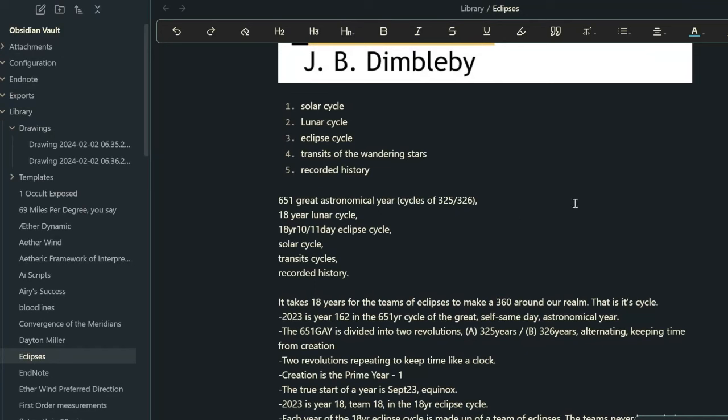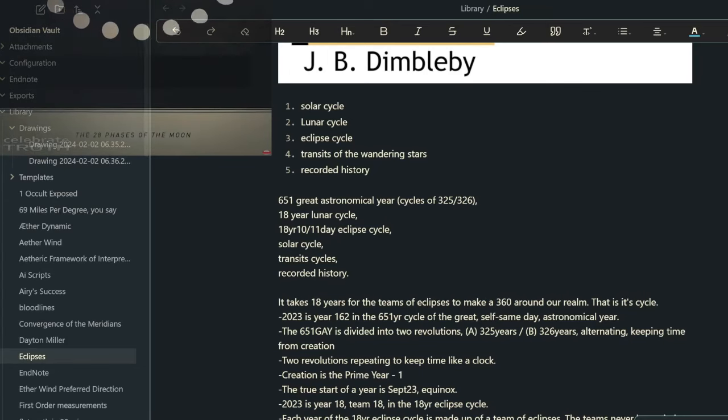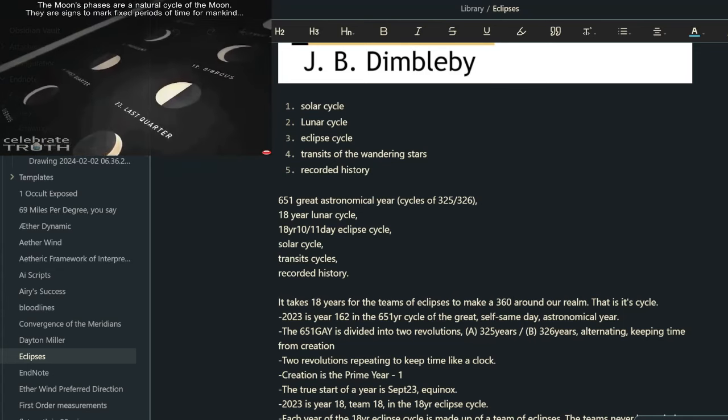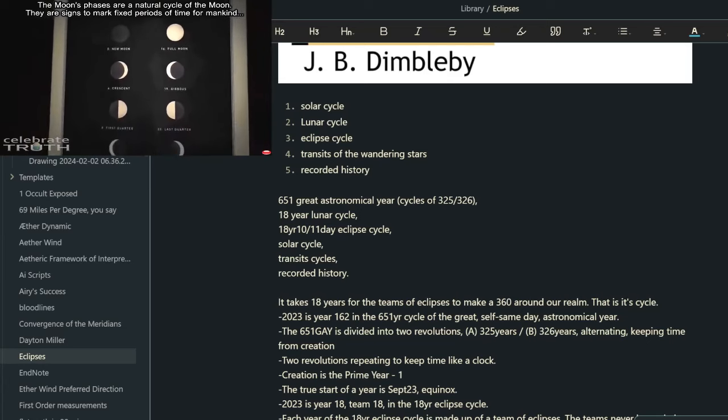So, five astronomical lines of time, ways to keep time: solar cycle, lunar cycle, eclipses, transits, very important. And then you have recorded history and all the stuff that we have. We have a 651 great astronomical year. That's 651 years in the great astronomical year, also referred to as GAY, G-A-Y, in here. And it offsets between cycles of 325 and 326, to be specific.